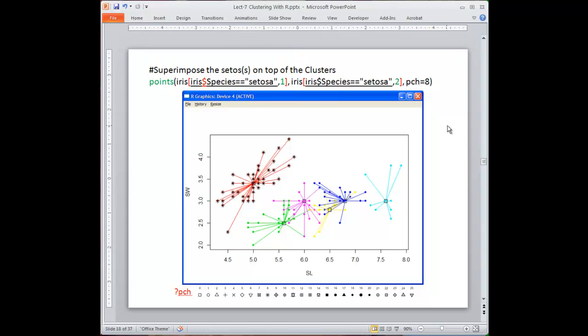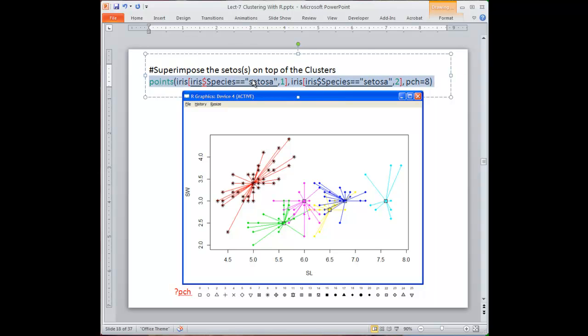Now, interestingly enough, when I plotted the setosas, I'm superimposing the setosas on the cluster. All of the setosas fit into this cluster. If you look at it, all the setosa data points fit here, and none of them are in these other clusters. It means this cluster is conclusively setosas, and the versicolor and the virginica are somewhere in here. If you run the command, you will be able to see what's happening.